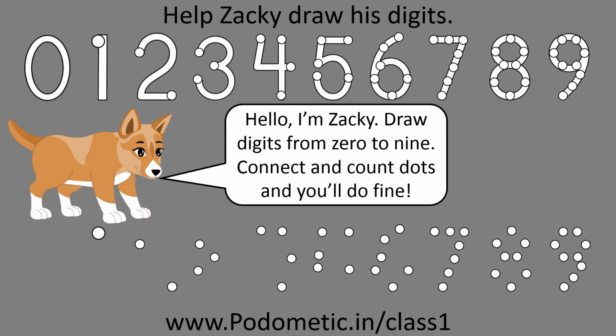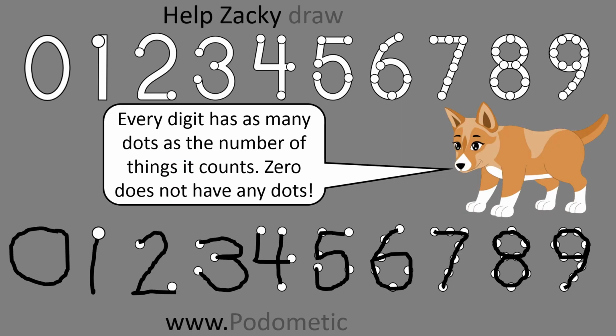Hello, I'm Zaki. Draw digits from 0 to 9. Connect and count dots, and you'll do fine. Every digit has as many dots as the number of things it counts, and 0 does not have any dots.